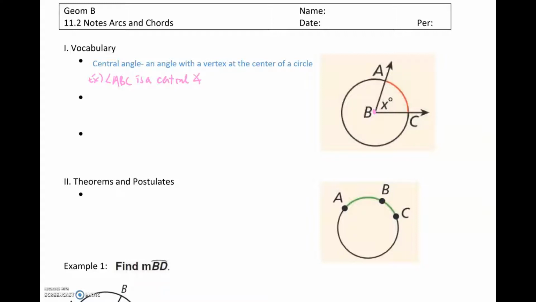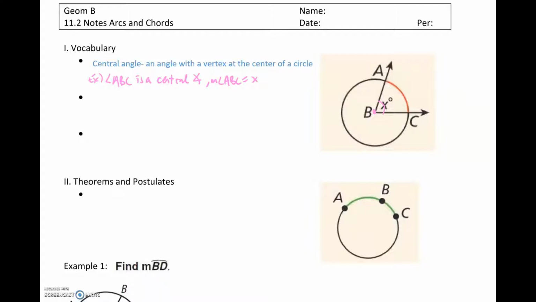Okay. And then you can see that this is an angle, so it has a measurement, and we can see, oh, this angle measures x degrees. So the measure of angle ABC equals x degrees. Okay? So each central angle creates a corresponding arc that cuts out from a circle. And we have two types of arcs. The first we're going to talk about is called a minor arc.